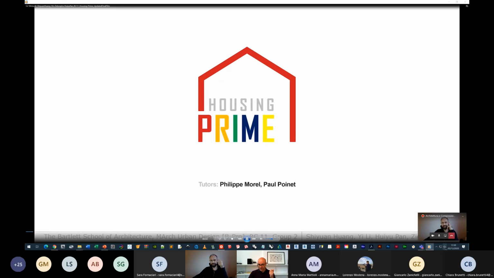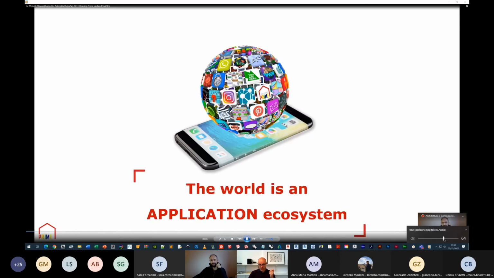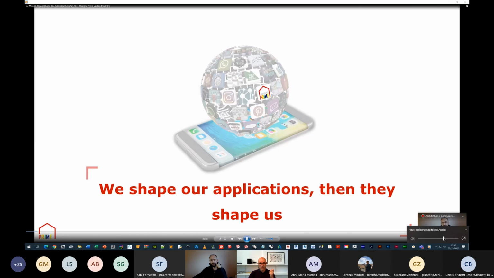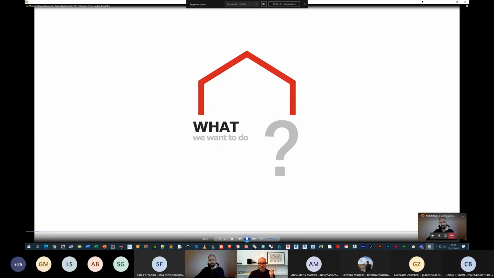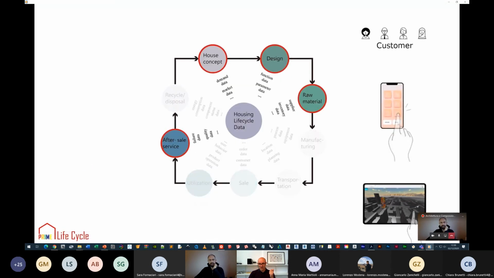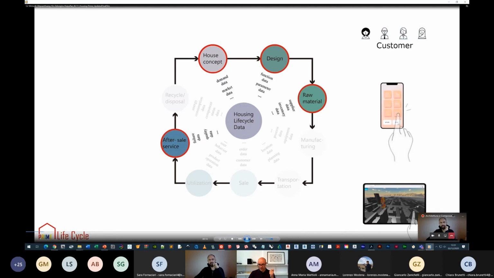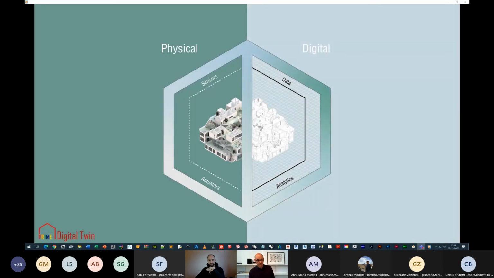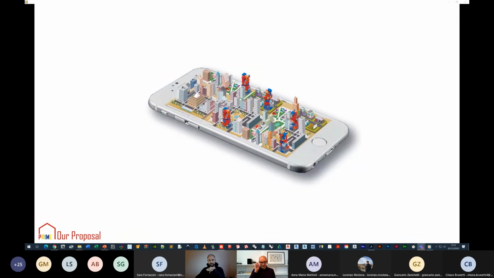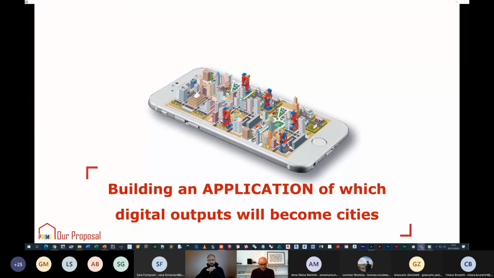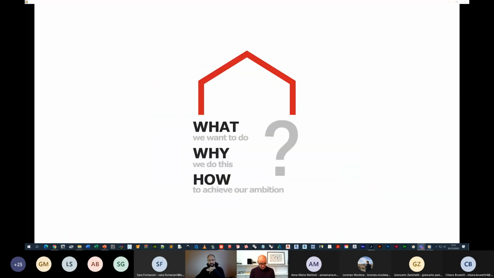Housing Prime. The world seems to be an application ecosystem. Here we ship our apps, then they ship us. The customers mainly participate in concept, design, material, and after-sales service. We believe in the near future, each building will have a digital twin. So we propose to build an app of which digital outputs will become cities.